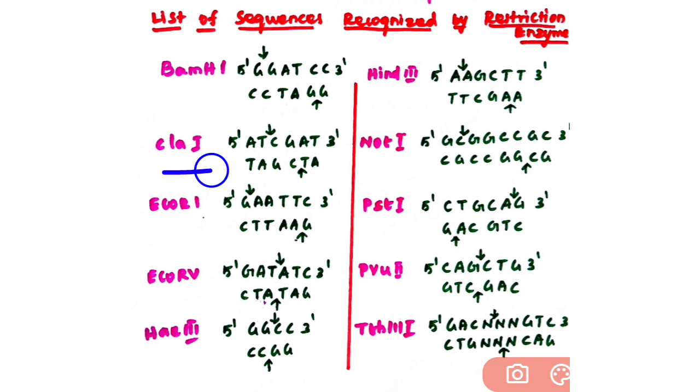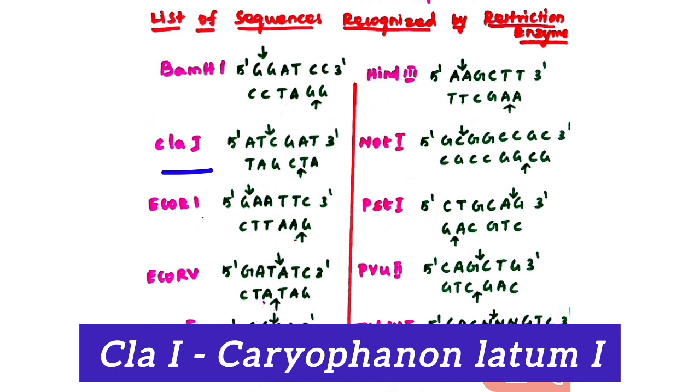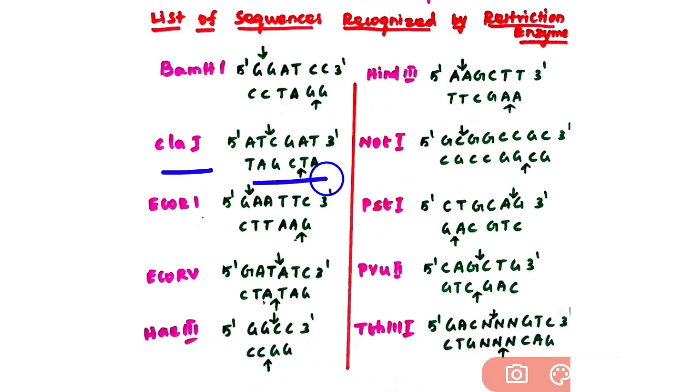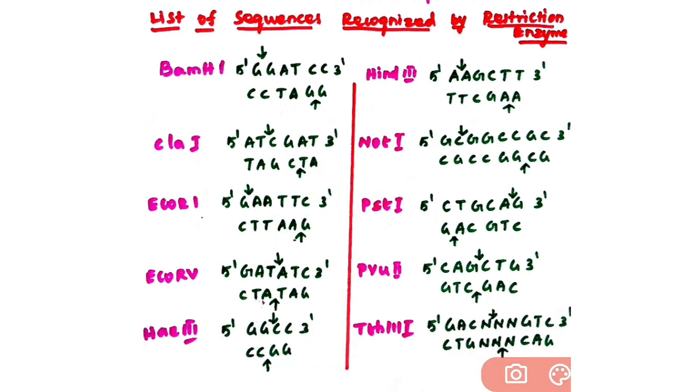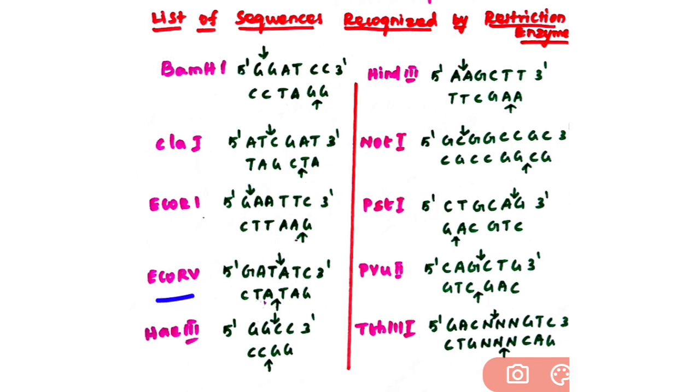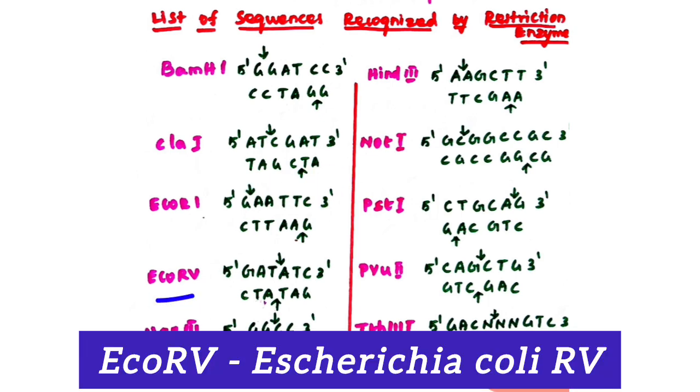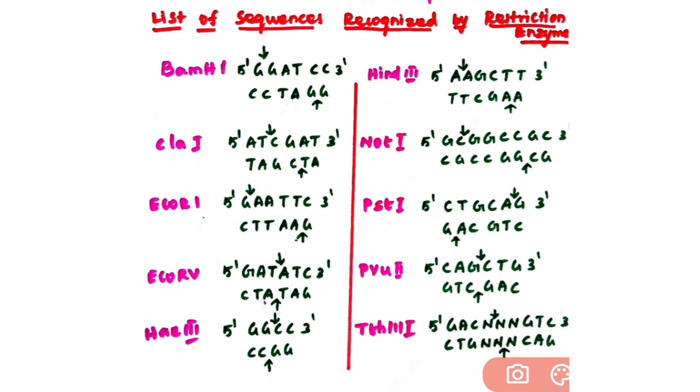Then the next one is ClaI. ClaI is isolated from Caryophanon latum L, and this is its recognition sequence. It cuts between T and C. It also makes sticky ends. Then EcoRV is an example of a blunt end forming enzyme. It makes a cut in between A and T and forms blunt ends.